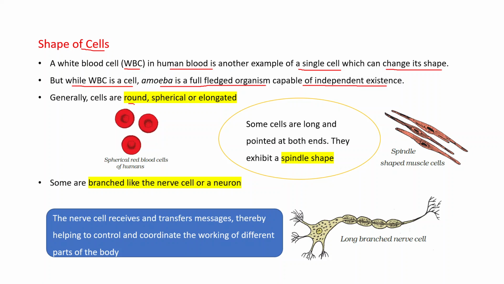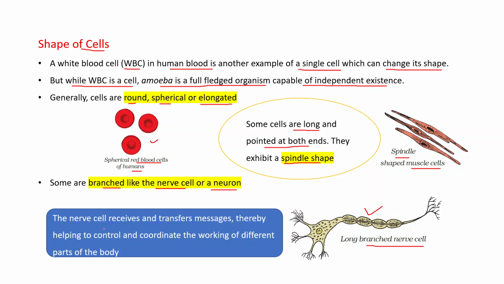Generally, cells are round, spherical, or elongated. You can say these are the spherical red blood cells of humans. Some cells are long and pointed at both ends. They exhibit a spindle shape. This is the spindle shaped muscle cells. Some are branched like the nerve cell or a neuron. This is the diagram of a long branched nerve cell.